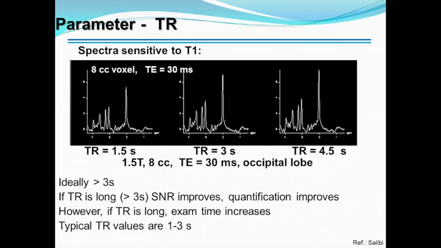However, if your TR is too long, the exam time increases, and we don't get all the time that we want on these machines, and especially in patients, right? So what we typically do is we get TRs of 1 to 3 seconds. And whatever study you start, just be consistent with the TR that you use for the rest of the study.